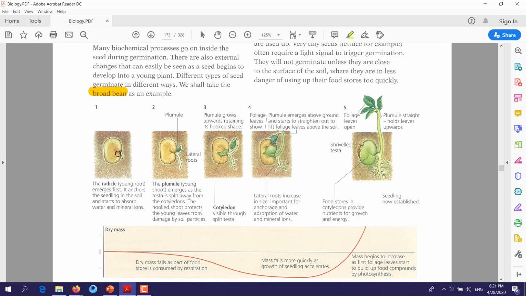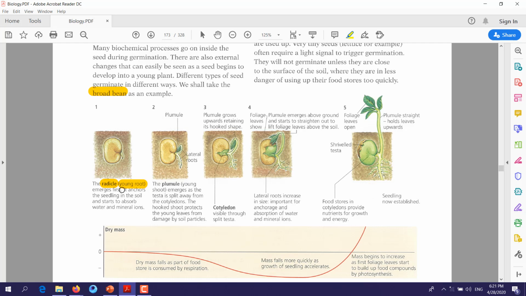Firstly, this is a seed, and we have two parts inside the seed. We call them radicle and plumule. Radicle and plumule, these two parts form the embryo. But the first part to grow is the radicle. Radicle, we said, will form the young root.